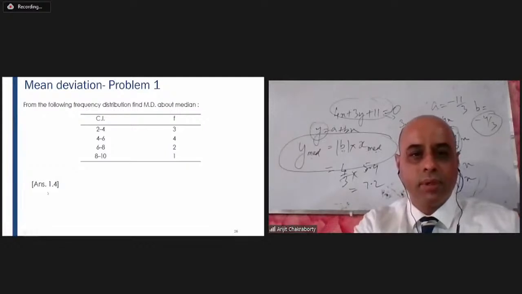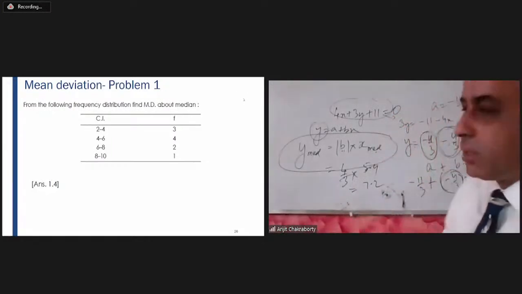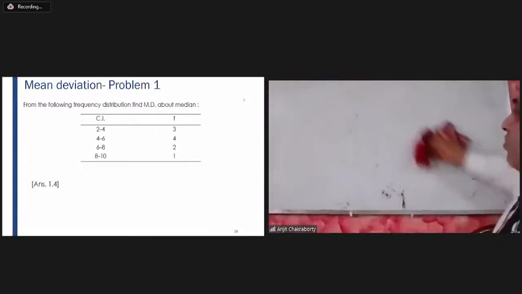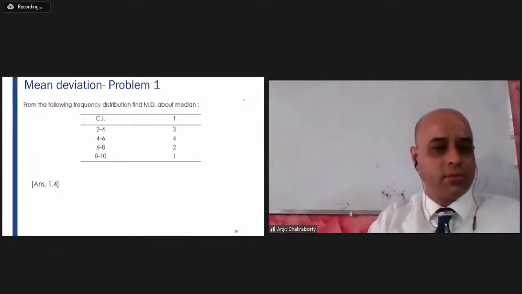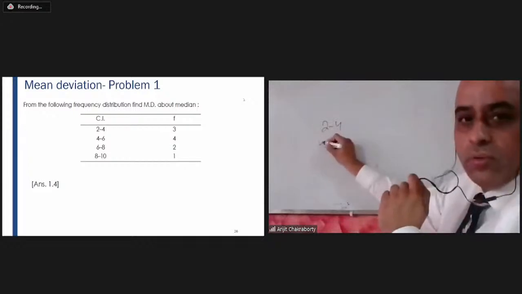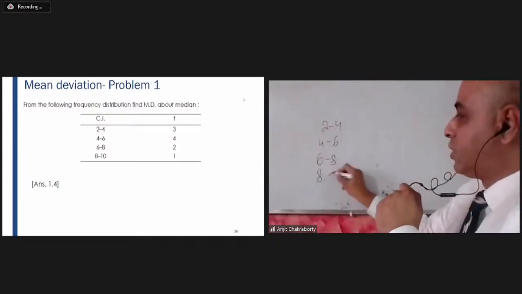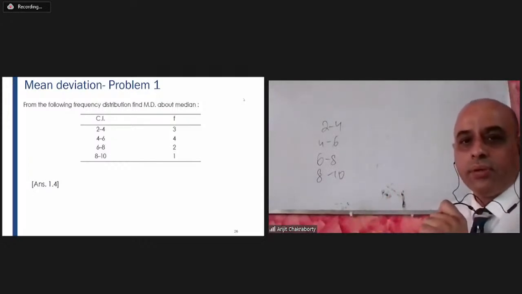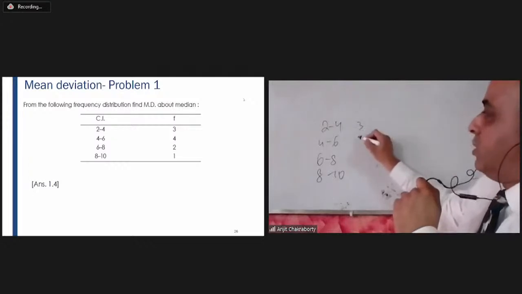Acha, mean deviation problem number 1. Let us solve this. From the following frequency distribution, find MD about median. Just let us try and do it. One or two of you requested me to solve one more problem, so please see this working out. Class interval is given 2 to 4, 4 to 6, 6 to 8, 8 to 10. Frequency is given 3, 4, 2, and 1.